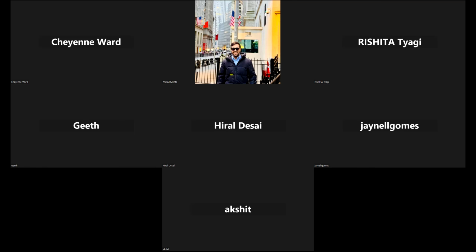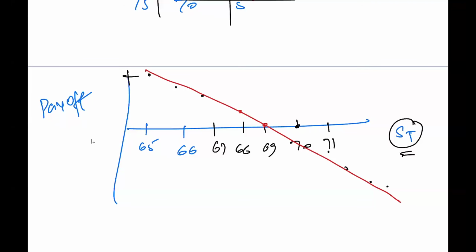Let's move on to what is a forward contract. Let me share my screen again. So let's understand now what is a forward contract.